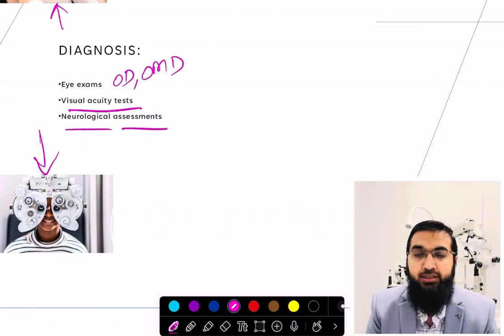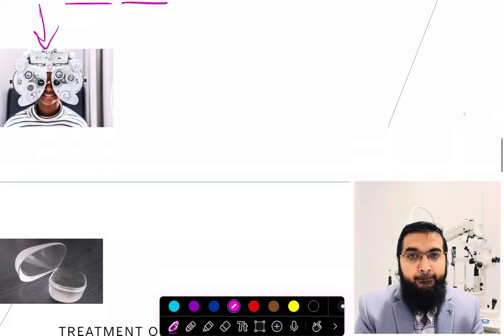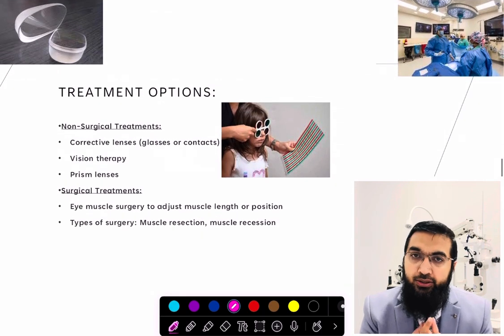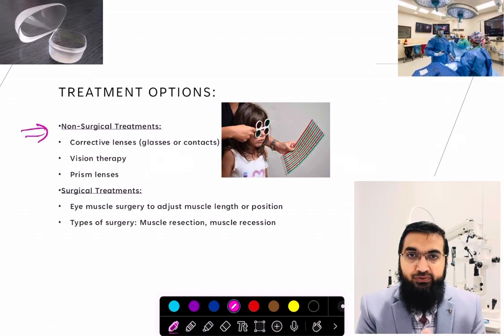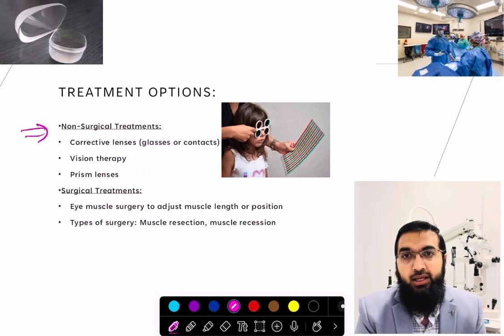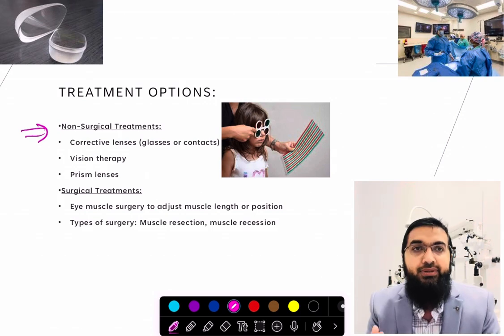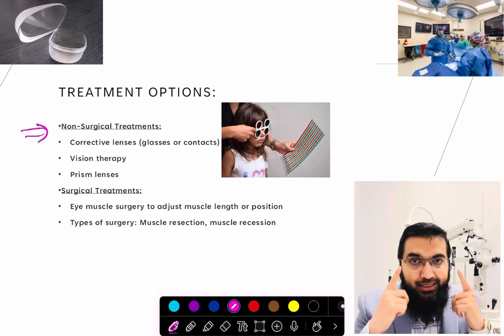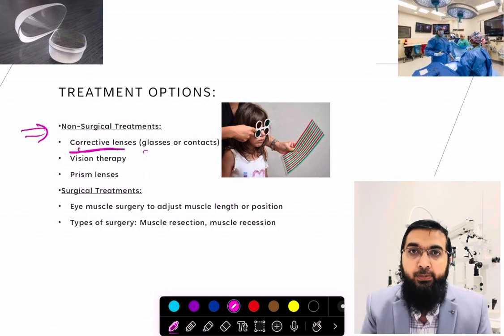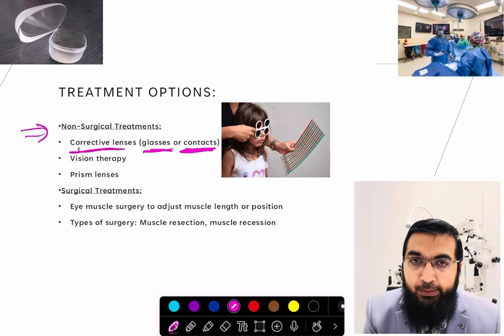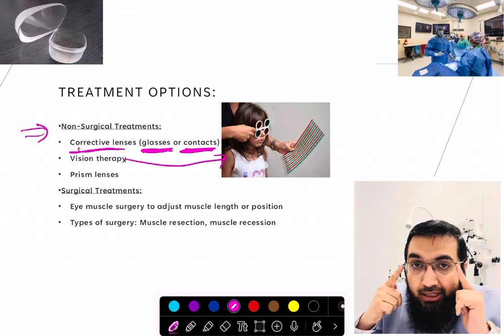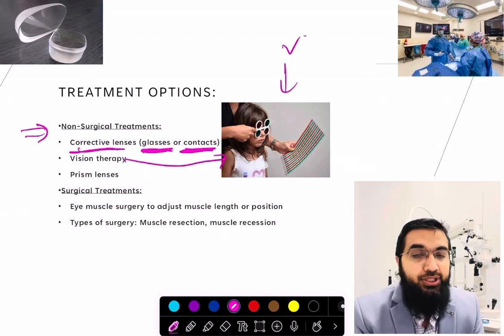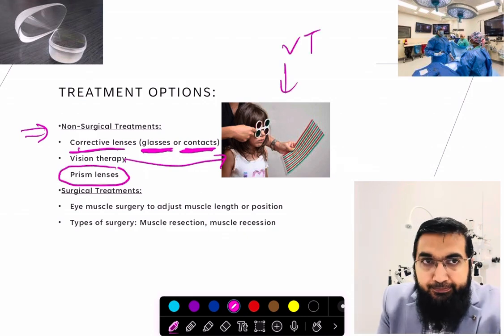Treatment options, there are surgical and non-surgical. My favorite is non-surgical. I go with non-surgical, non-invasive steps first, and if that doesn't work, or if that's not enough or sufficient, then we go for the surgical. The non-surgical options are corrective contact lenses or glasses. They can help, especially with accommodative esotropia. Vision therapy, a very good treatment for that. And the prisms in the glasses are also extremely useful. I do that all the time.